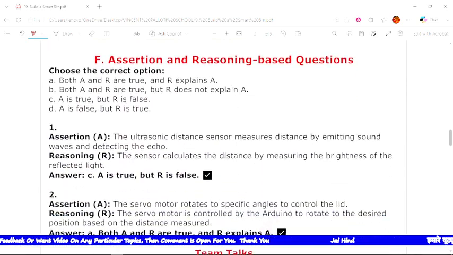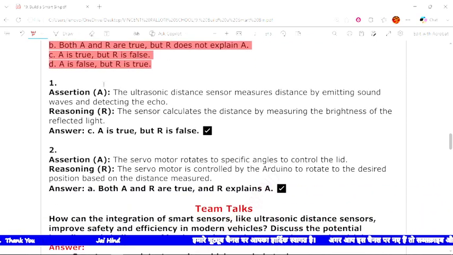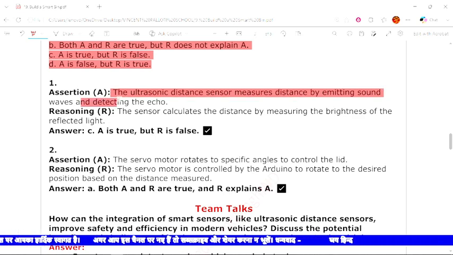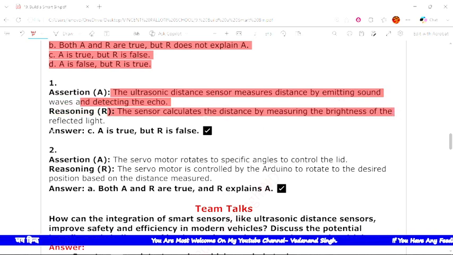F-type question, assertion and reasoning based questions. Choose the correct option from A, B, C, D. First, assertion. The ultrasonic distance sensor measures distance by emitting sound waves and detecting the echo. Reasoning. The sensor calculates the distance by measuring the brightness of the reflected light. Answer C. A is true but R is false.